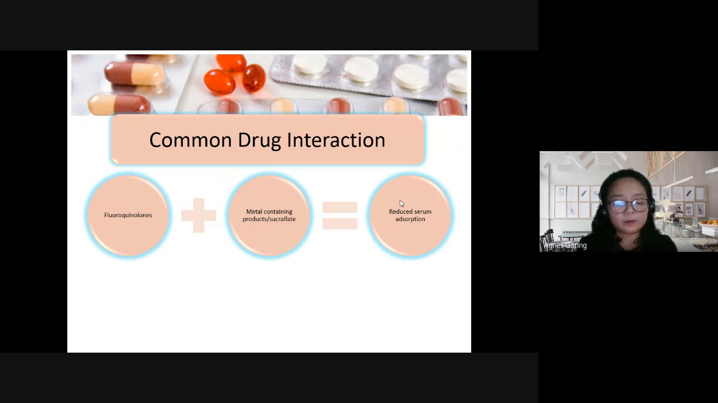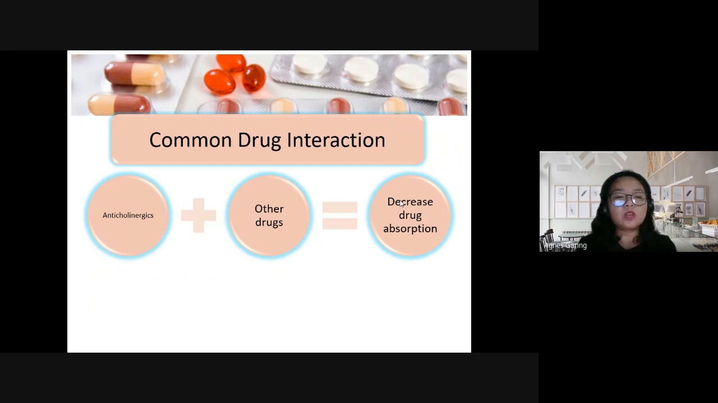Sucralfate is, ano ba yun? Nakalimutan ko yung mismong term. Pero it's a protective agent, okay? Usually for the stomach. Okay? So this might cause reduce in the serum absorption of the fluoroquinolones. Okay? Again, hindi ko muna lalagyan ngayon para hindi kayo masyadong matoxic.